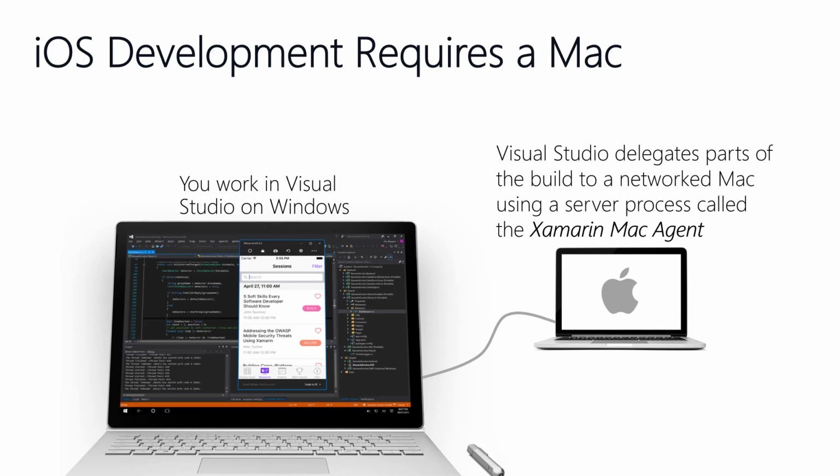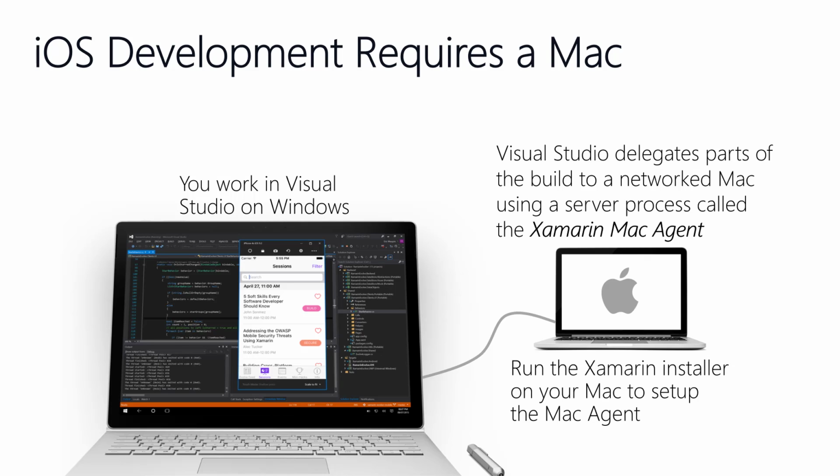Xamarin solves this through a service installed on a network-connected Mac known as the Xamarin Mac Agent. Visual Studio connects to that process, and it delegates a portion of the build to that Mac, which allows us to compile with the native toolchain and launch the Apple-provided iOS simulators. So this means you're going to need to run the Xamarin Installer on your Mac to install the build host. Our wizard is going to walk you through the setup process to enable access from your PC. Now, when you create or you open an iOS project within Visual Studio on Windows, the IDE will connect to the Mac Agent. And again, a Mac is only a requirement for iOS applications, not for Windows or for Android.